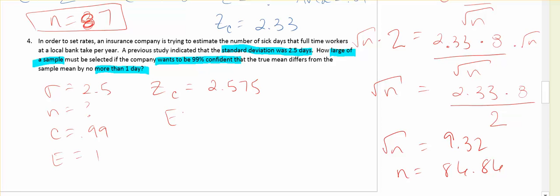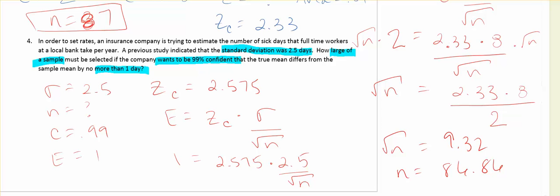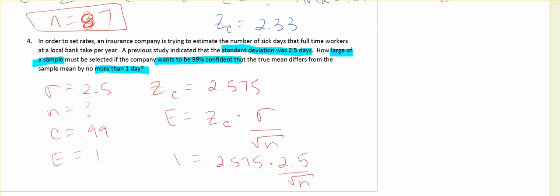All right, take your error equation. Error is critical value for z times standard deviation divided by the square root of n. Plug in everything you know and solve for what you don't know. So the critical value was 2.575 times the standard deviation divided by the square root of n. So just like in the last problem, you will need to solve for n by multiplying both sides by the square root of n. And since there was a 1 on the other side, there's no need to come back and do division.